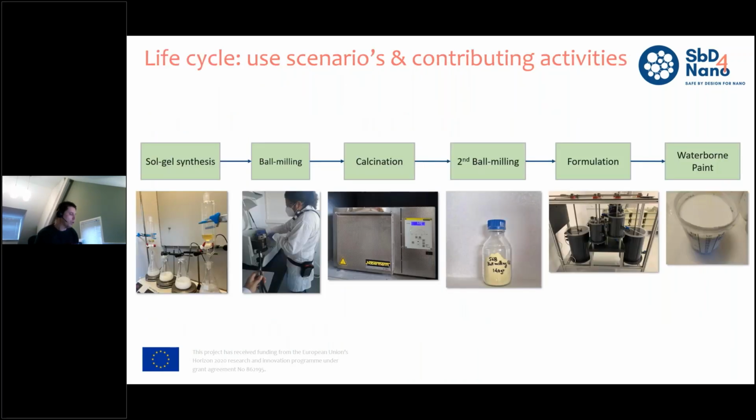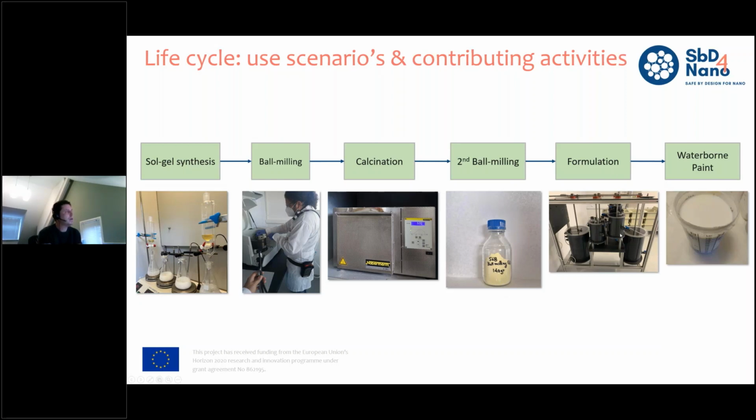Of course, what's also very relevant in such a scenario is to have an understanding about the different use scenarios throughout the life cycle, and you can see here some examples where, of course, in the early stages of the product design, you have to synthesize the nanoform. This is a sol gel synthesis for these particular particles. These are then dried and then ball milled, and then it's put in an oven where a calcination step is done, and after that it's ball milled again, and then you have here in the bottle the actual nanoparticles being shown.